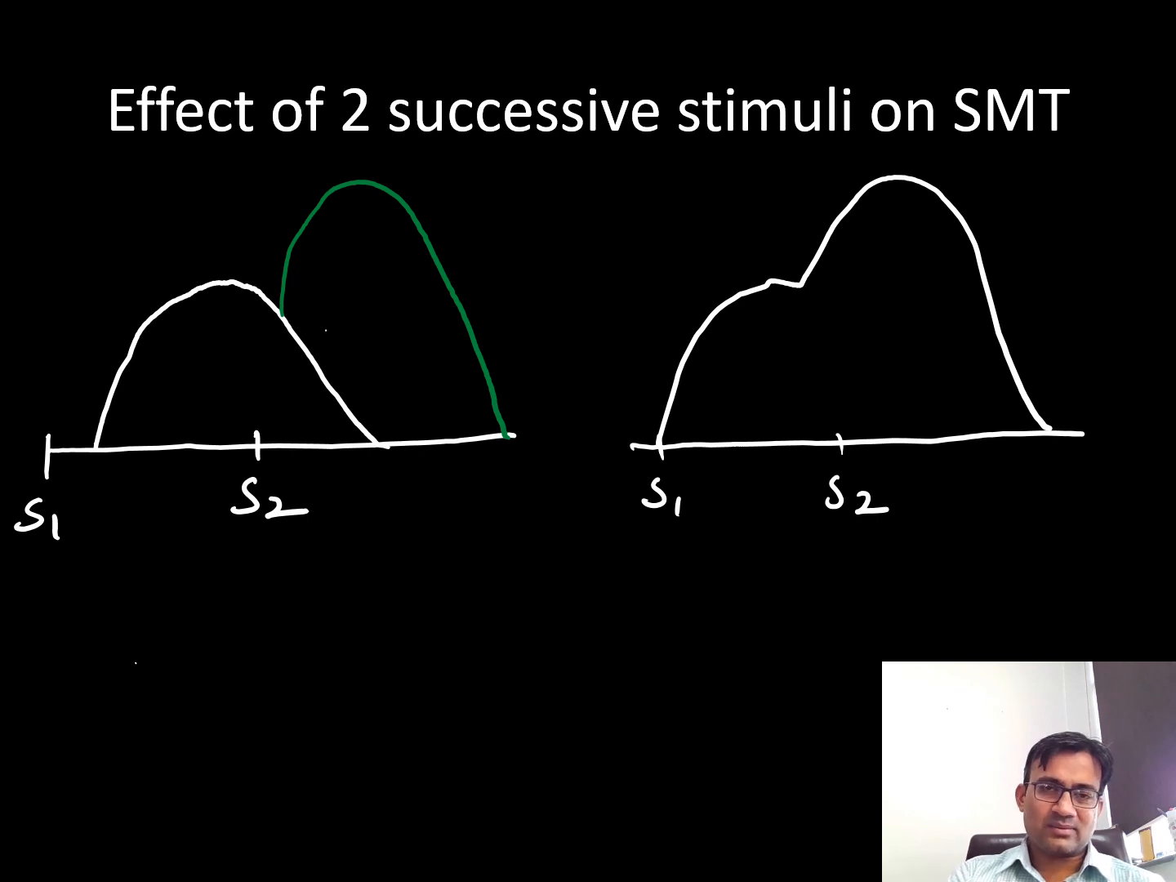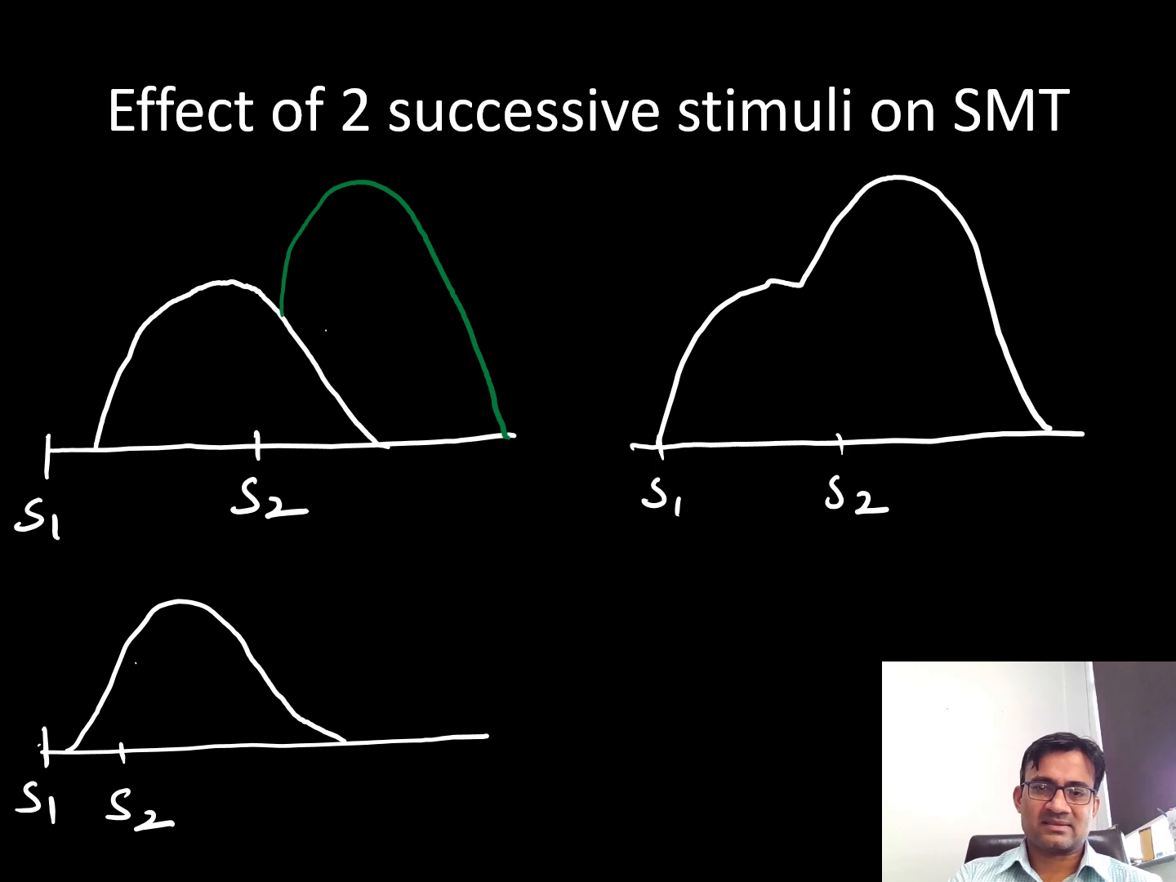Here, some distance was there. Now I will further decrease the distance. Now in this case, where is S2 falling? In the contraction period. Now again see what has happened. Height has increased. So again the net result, you will be getting a graph like this.